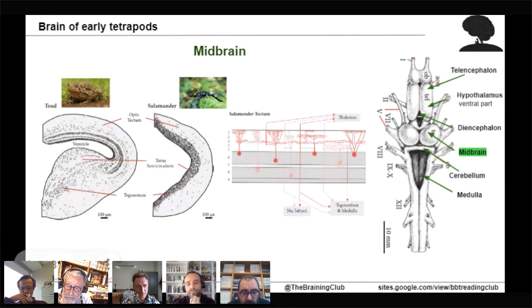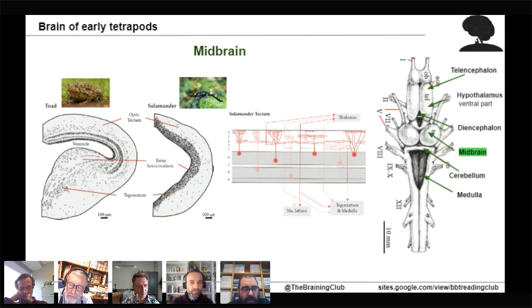And finally, about the torus semicircularis, it was already found in jawed fish and it's homologous to the inferior colliculus. It receives inputs from the auditory and vestibular pathways, among others. And similar to other structures, it has lost its lateral line components as tetrapods moved to land.